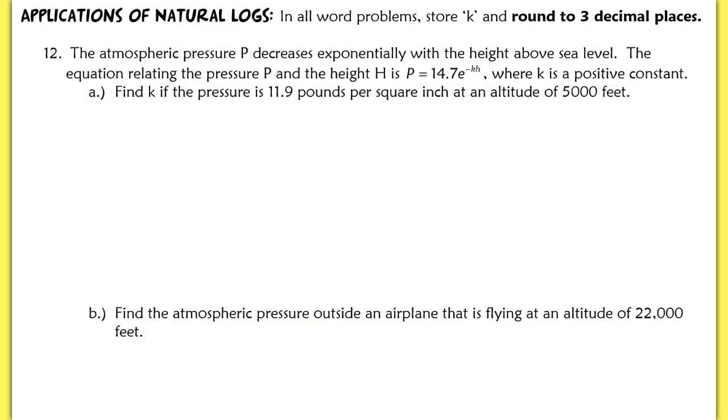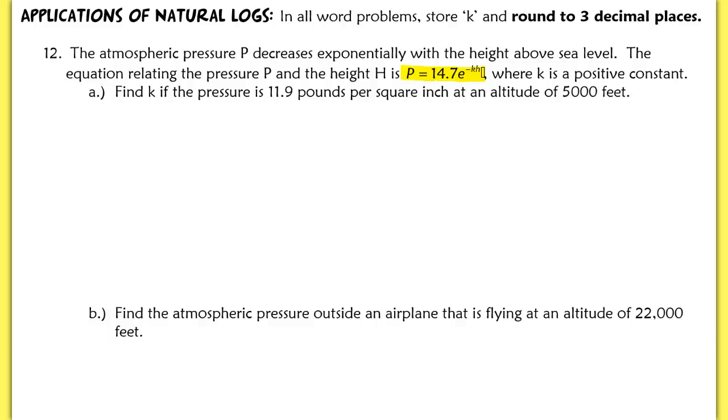So let's begin here with number 12, which states that the atmospheric pressure P decreases exponentially with the height above sea level. So in other words, the farther you get above sea level, your air pressure around you will decrease exponentially. So actually this is an exponential decay. Now they give us the equation. They say that the equation relating P and the height h is P equals 14.7 times e to the negative kh, where k is a positive constant. We're supposed to find k when we're given both the pressure and the altitude.